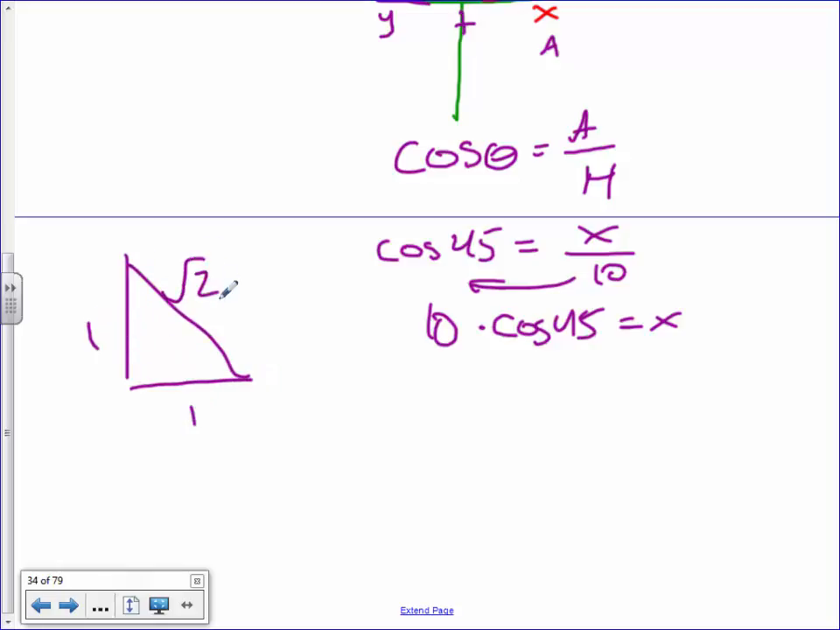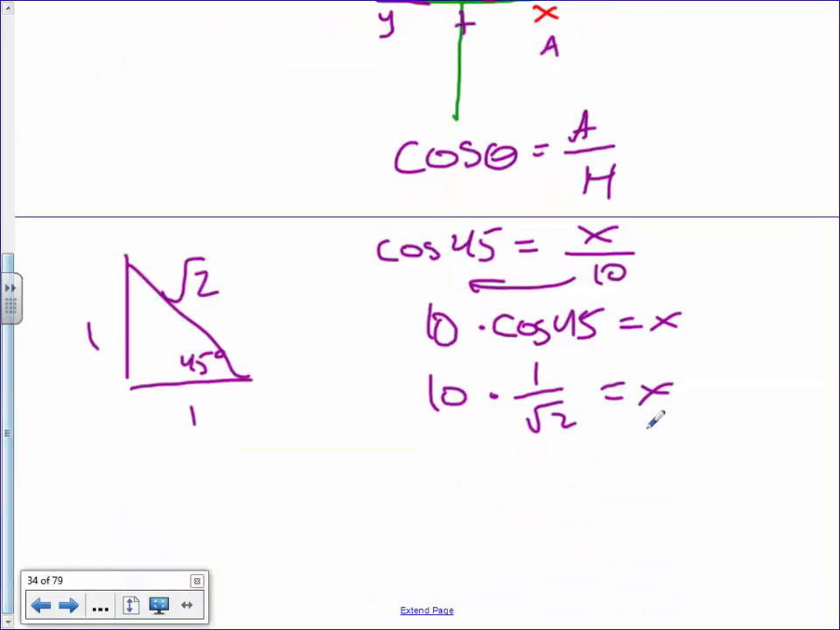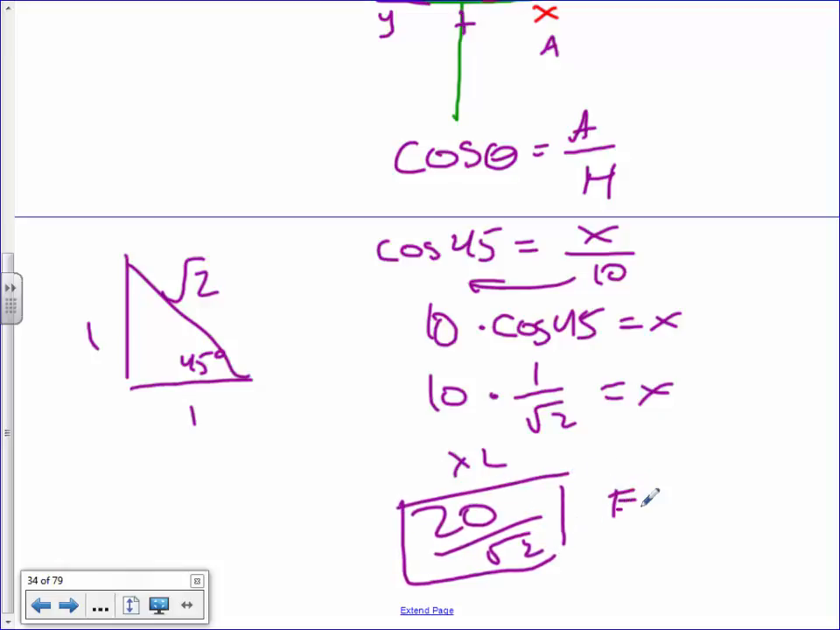45 is that 1, 1, √2 triangle. So the adjacent, I don't care which angle you pick, but the adjacent is definitely 1, and the hypotenuse is √2. So rather than writing cosine 45, write 1 over √2 instead. And then that's actually only just x. X is actually just half of the horizontal distance it travels, so just double it. So if you take all of that and times it by 2, it's 20 over √2. There is our exact value.